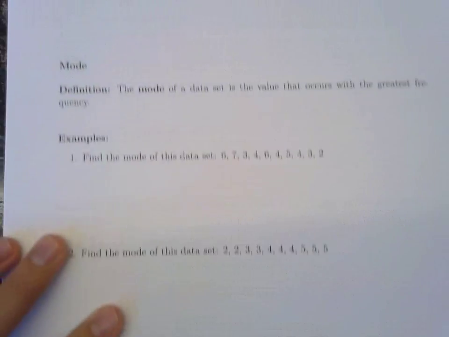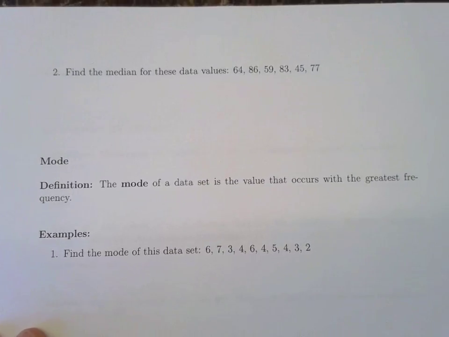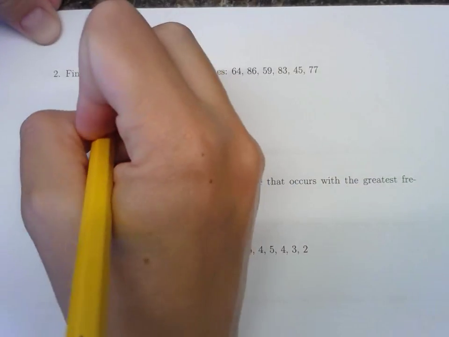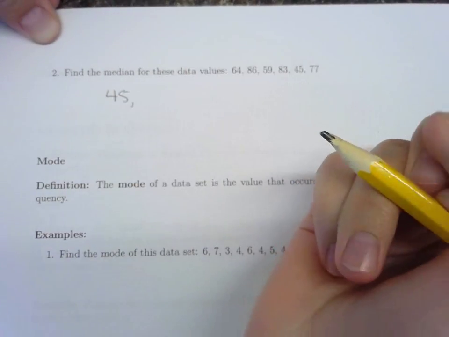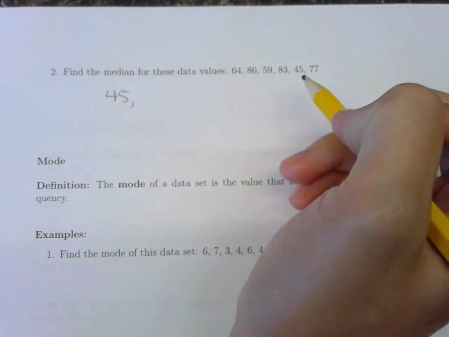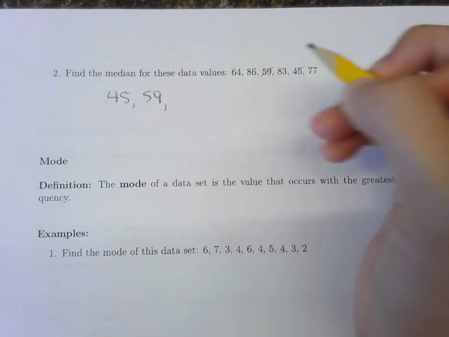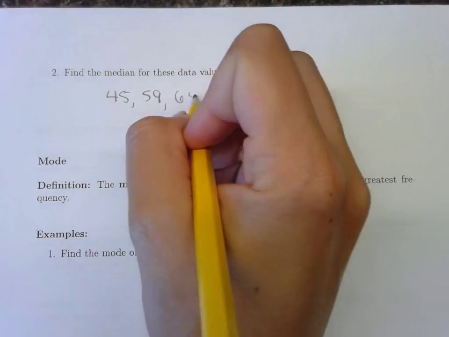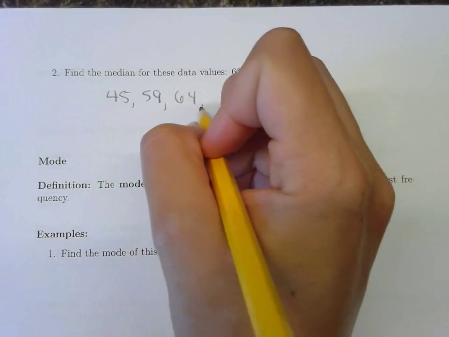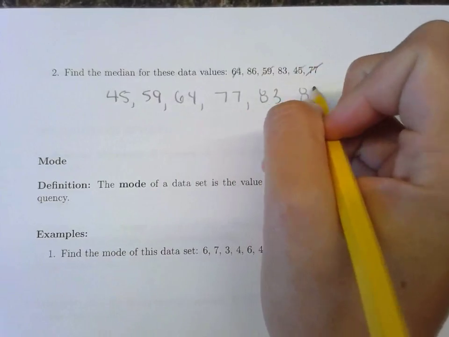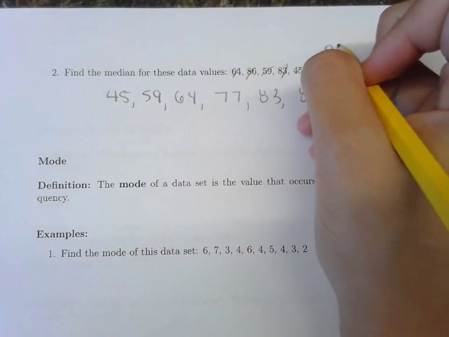Okay, on to page 11. It says find the median for these data values. So the first step is to put it in order. So 45 looks like it's the smallest. Looks like 59 is next. I'm going to go ahead and mark these off. 64, 77, 83, and 86.